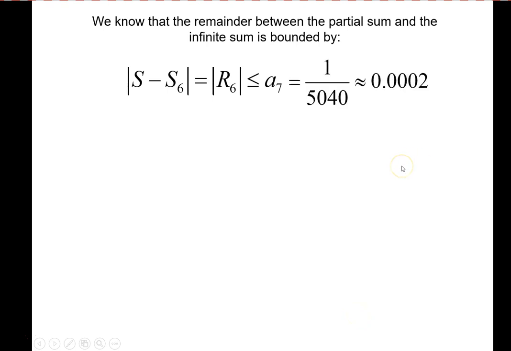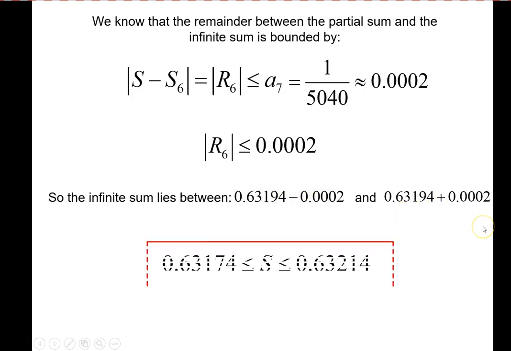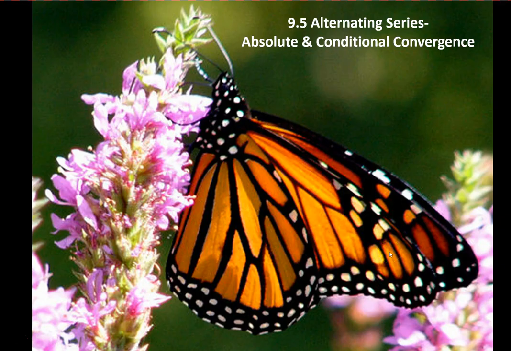That means my approximation is this close right here to the infinite sum. It's a pretty good approximation. My approximation is within 0.002 of the infinite sum. So that means my approximation is either under or over the actual infinite sum by this amount. So our infinite sum lies between 0.63194 minus that number and 0.63194 plus that number. So the actual infinite sum, even though we don't know what it is, we know that it lies between these two boundary points. Okay, I've got one more piece to this video.